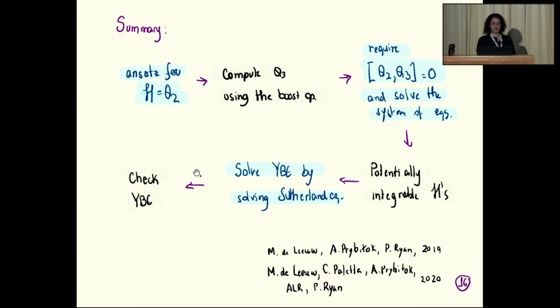So the summary of the idea is that we start with some ansatz for the Hamiltonian. We compute Q3 using the boost operator. And then we require that Q2 with Q3 commute. We solve this system of polynomial order of differential equations. We find these potentially integrable Hamiltonians. We can just substitute this on the Sutherland and find the R matrices, and then we check.